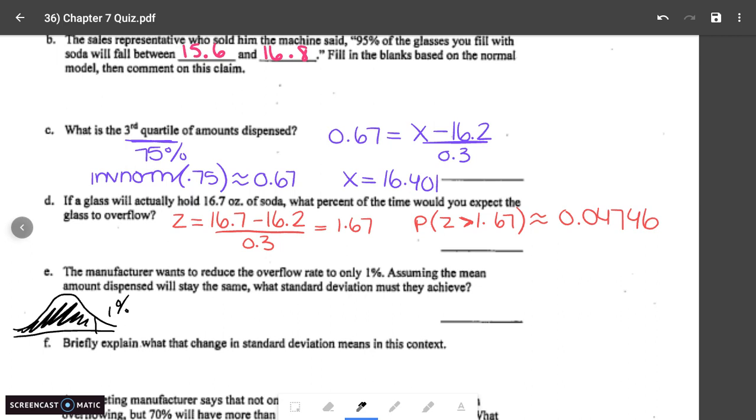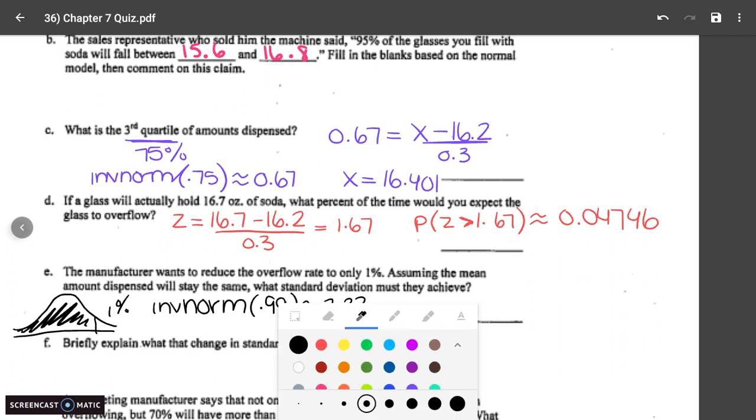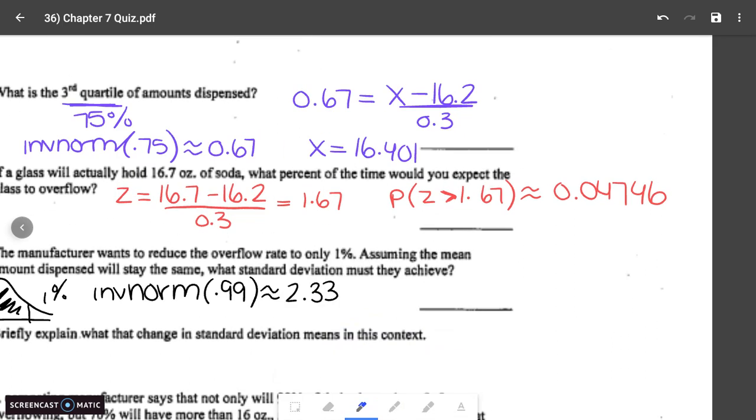So when we talk about inverse norm, I remember it always reads from left to right. I'm going to put 0.99 in there. And when we do that, it's going to be 2.33 about. Now, if that's my z-score, I'm going to just use that to do my calculation here. So we're going to have 2.33 is equal to, we're keeping everything else the same. So it's building right off.